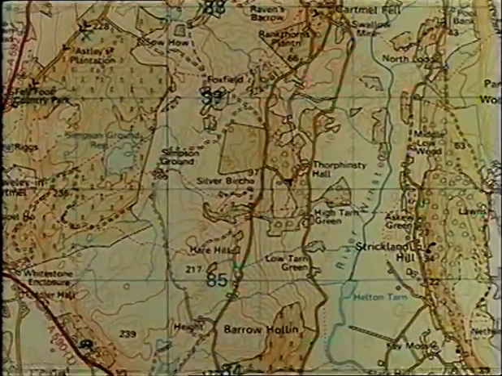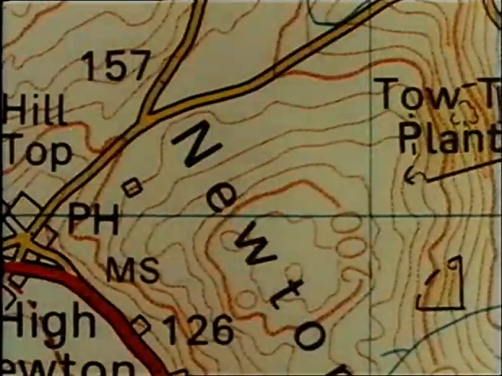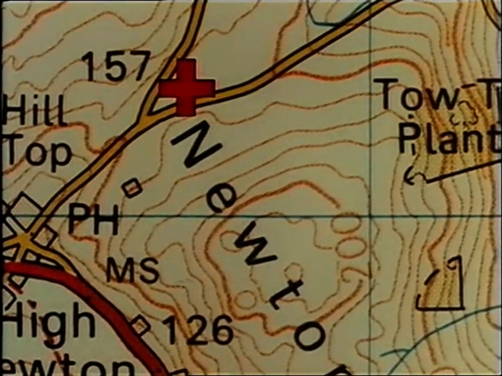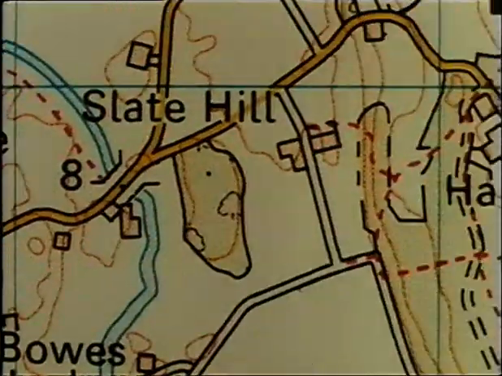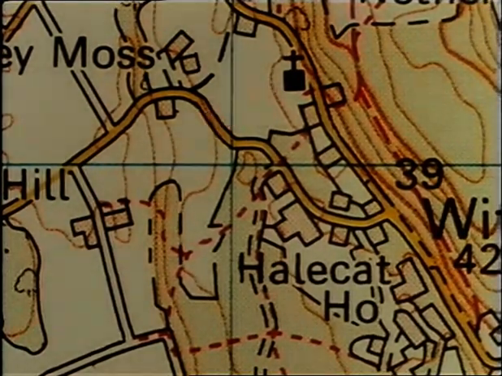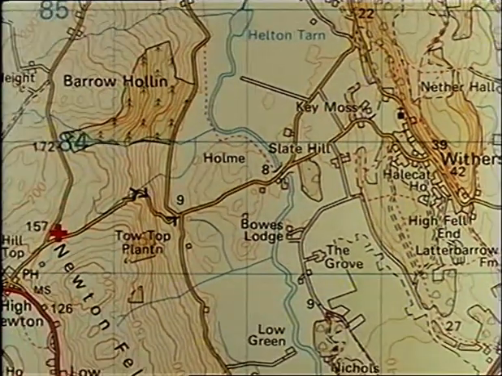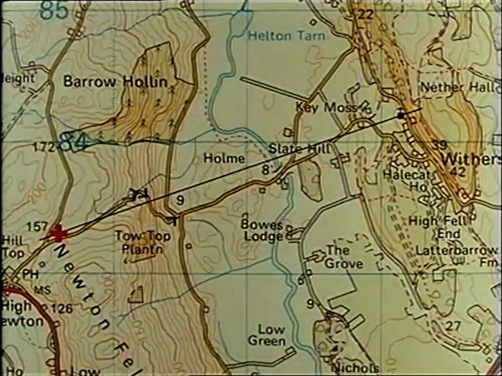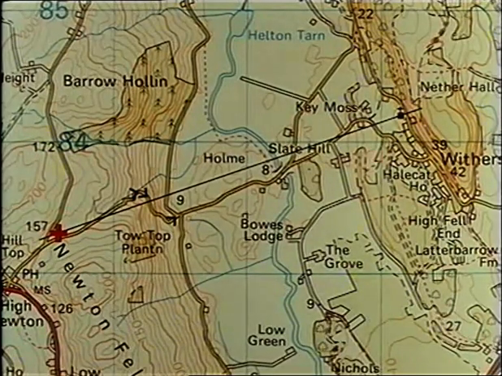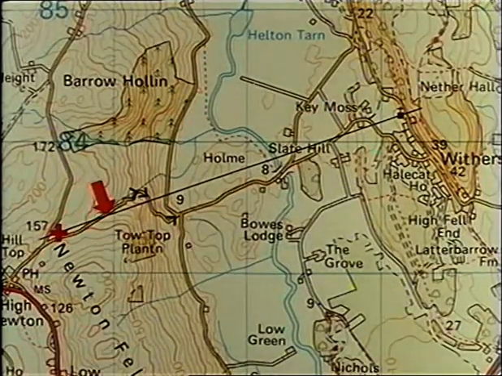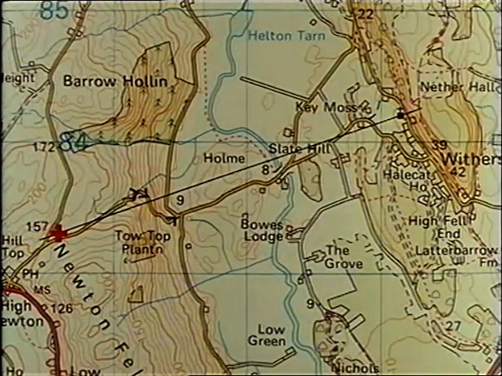Another example. Our position this time on the col east-northeast of the village of High Newton, near to the spot height of 157 metres. The feature we want to see is the church at Witherslack. Draw the line of view. There are three features it crosses which could affect our chances of seeing the church. First, the slope we're standing on. It's convex.